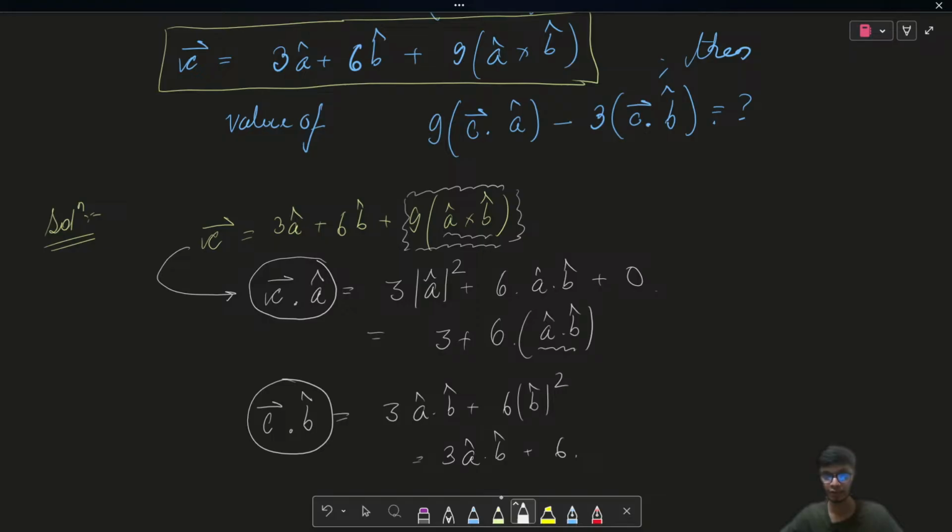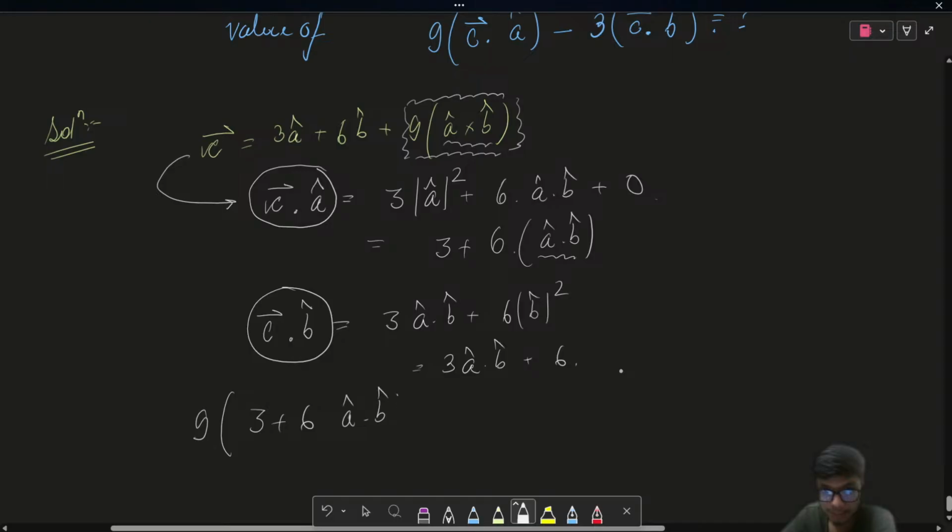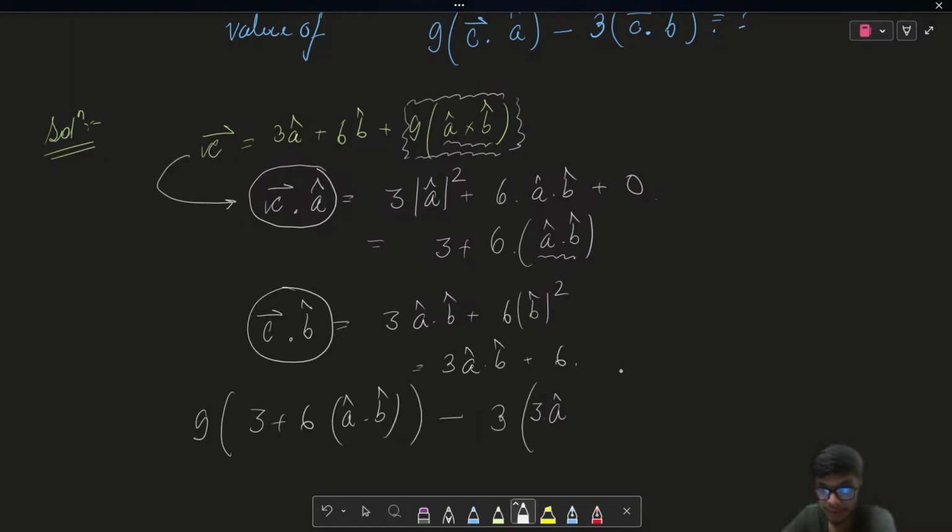So I can just replace them, and the expression that I need to evaluate is finally 9 times (3 plus 6 times a cap dot b cap) minus 3 times (3 times a cap dot b cap plus 6). So this is what I have to evaluate. Now I know that a cap dot b cap is equal to mod of a cap, mod of b cap, into cosine of theta.